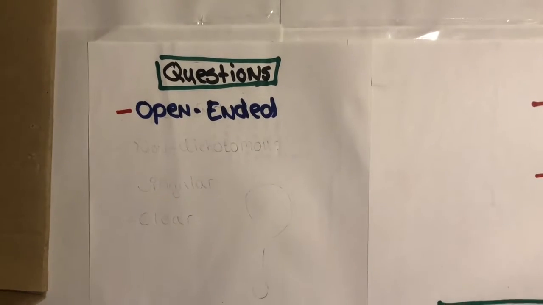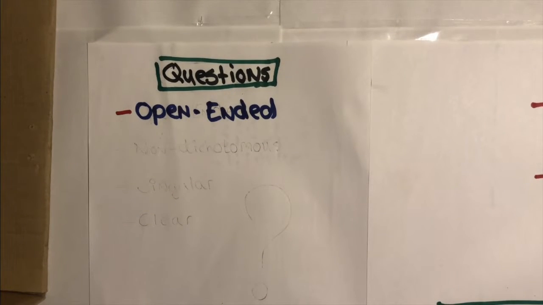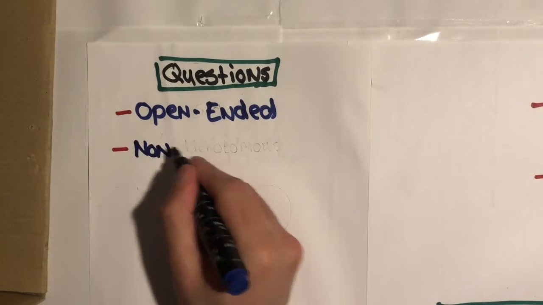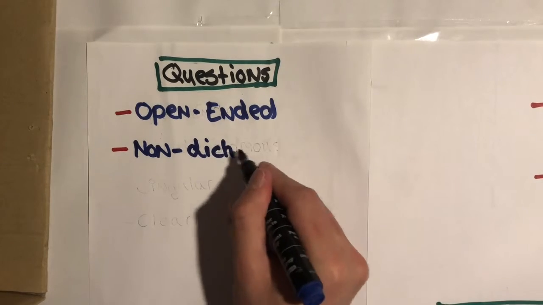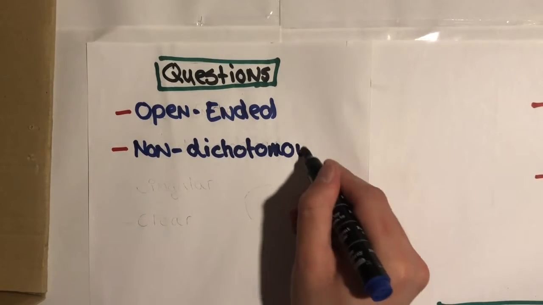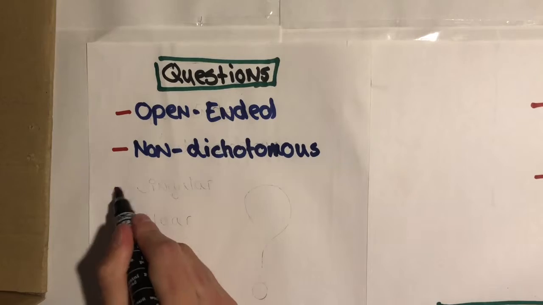The rules that should be followed are: the questions need to be open-ended, thereby giving the interviewee the possibility to answer however they like and not restricting them to a certain set of answers. Another benchmark that needs to be met is that the questions need to be non-dichotomous, meaning that they can't be a yes or a no or a true or a false question.